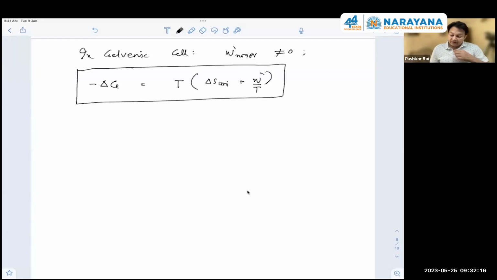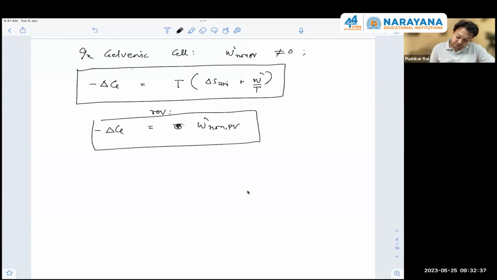Okay. So, which means also that if we carry out the process reversibly, then delta G with a negative sign will be what? W dash non-PV, if reversibly carried out.